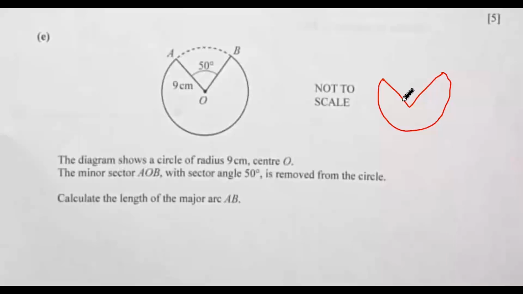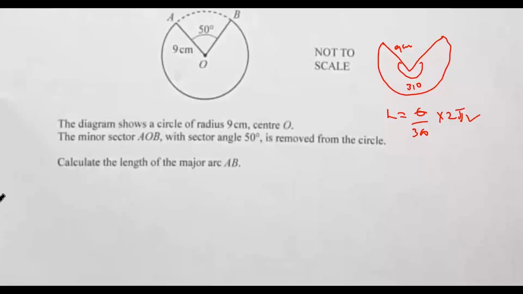So the angle that will be here now will be 360 degrees minus 50, so that will be 310, and the radius remains 9 centimeters. So for us to calculate the length of the major arc, the length of the major arc is given as L equals theta over 360 times 2 pi r. So now I can substitute the values.